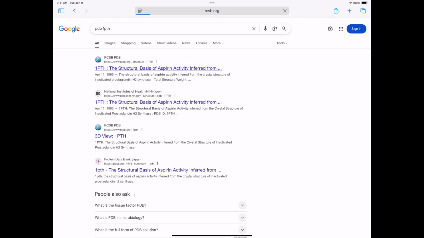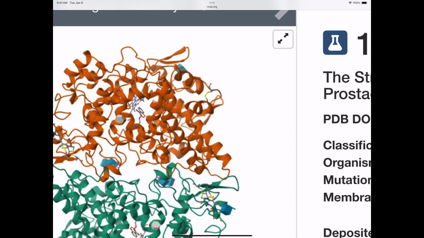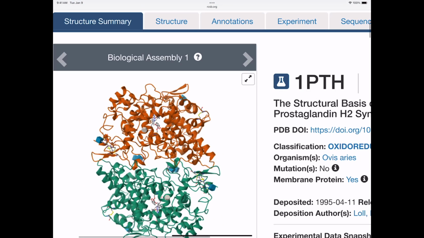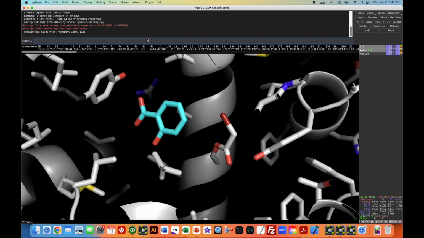So this is a crystal structure of a prostaglandin synthase, one of the enzymes involved in prostaglandin synthesis. And nope, it's not going to want to do that. Let's see. I'm going to have to do the thing where I stop the video temporarily to bring up. Oh, now it wants to download. Okay, well, that's even better.